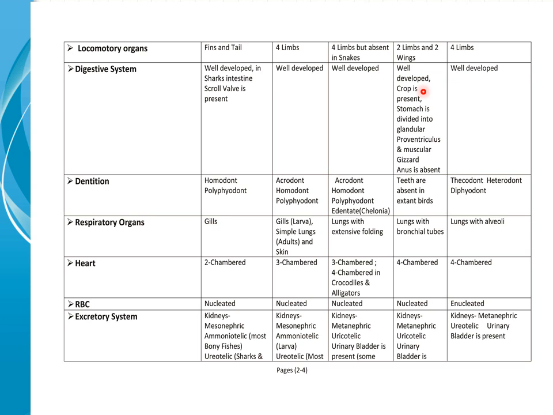In birds, the alimentary canal has a crop, and the stomach is divisible into a glandular proventriculus and a muscular gizzard. Anus is absent in case of birds. And the digestive system in case of birds opens into a structure that is cloaca, that I will discuss in my later slide.